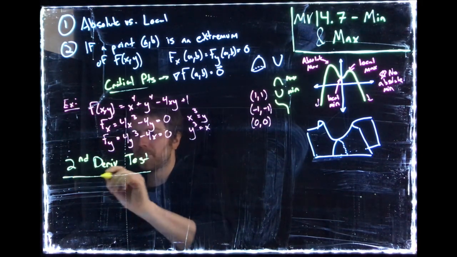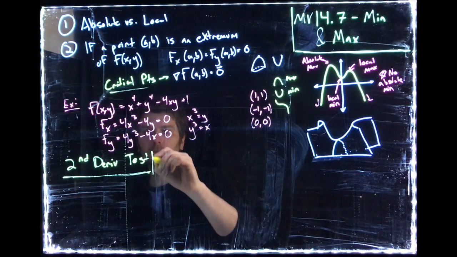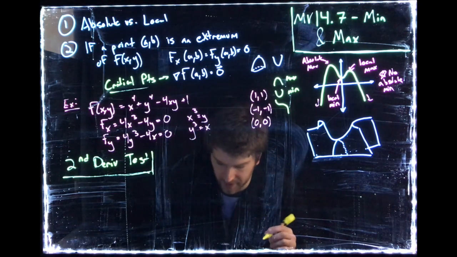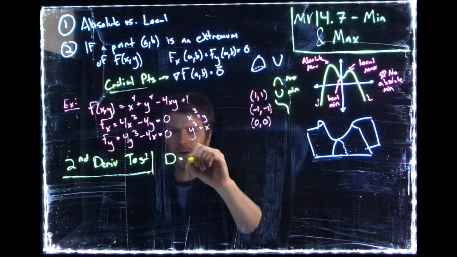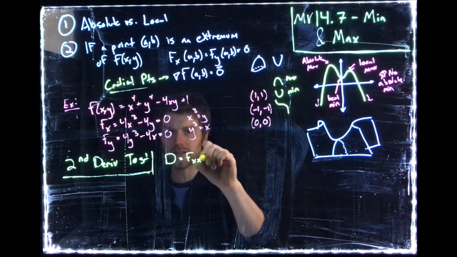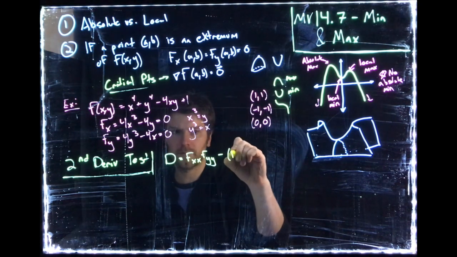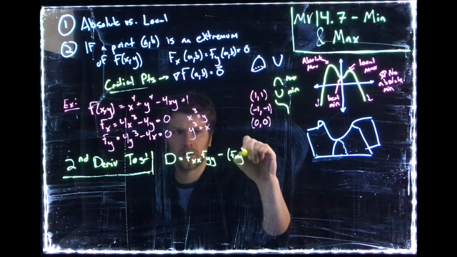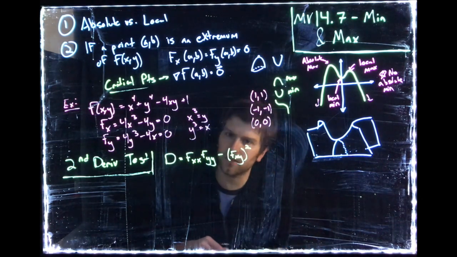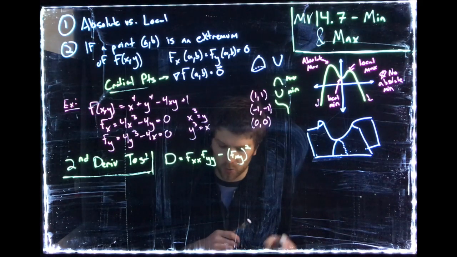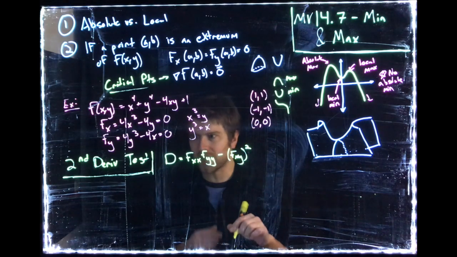What we do is, for each critical point, we calculate the following thing called a discriminant, D. And the way we calculate that is fxx times fyy minus fxy squared. And then what you do is you calculate that discriminant, and then one of, I say three, but really one of four things happens.